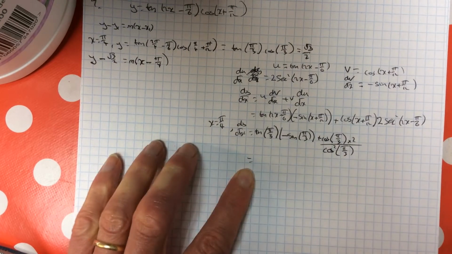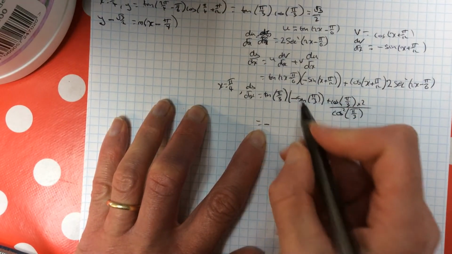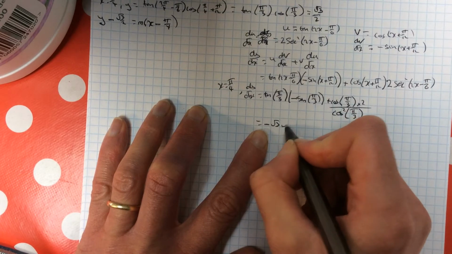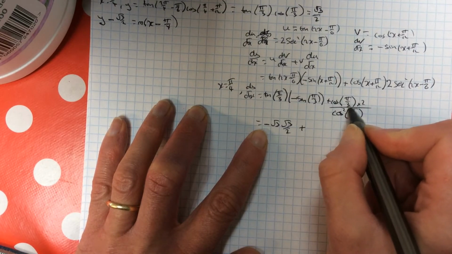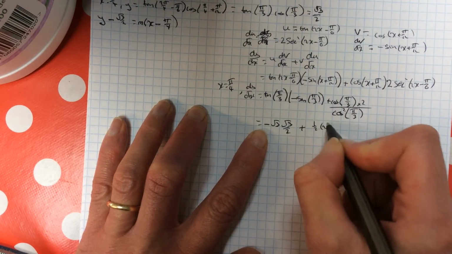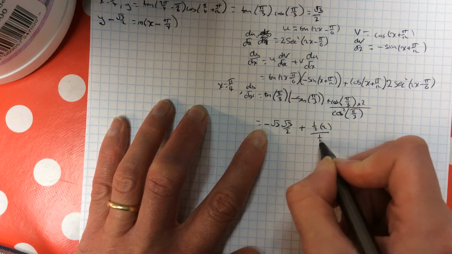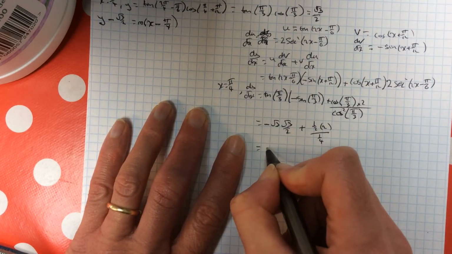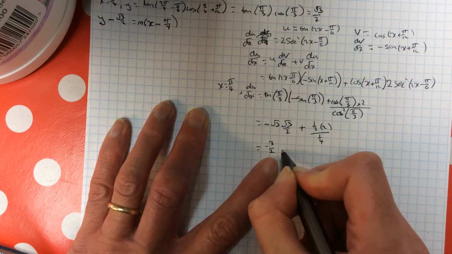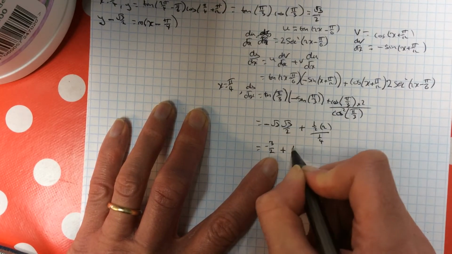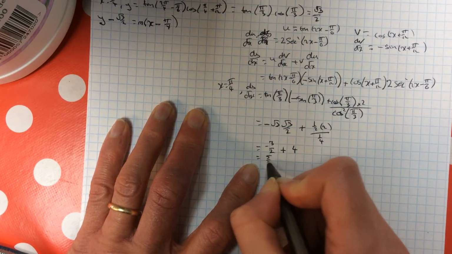Just working those out. Minus tan pi over 3, sine pi over 3, plus cos pi over 3, and cos pi over 3 squared is a quarter. So that all tidies up to give me minus 3 over 2 plus 4. So 4 take away 1.5 is 2.5, or 5 over 2.